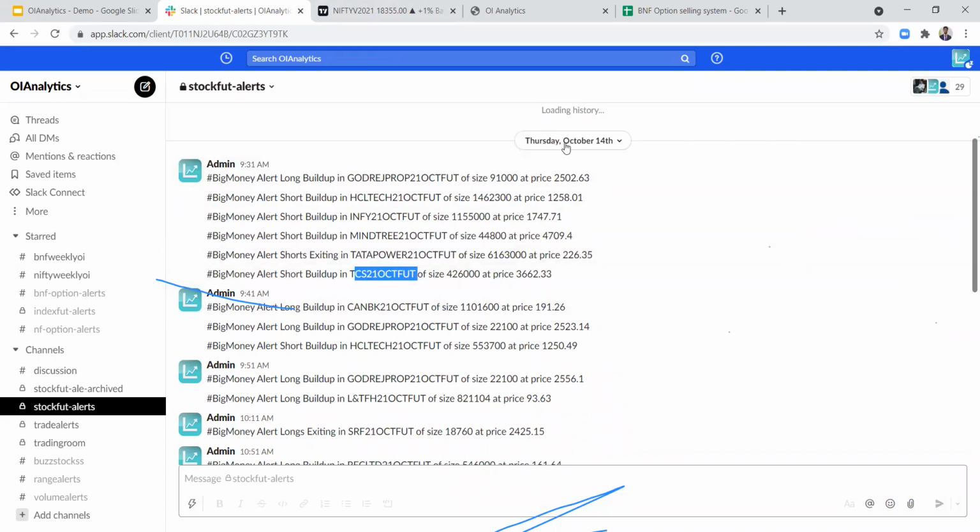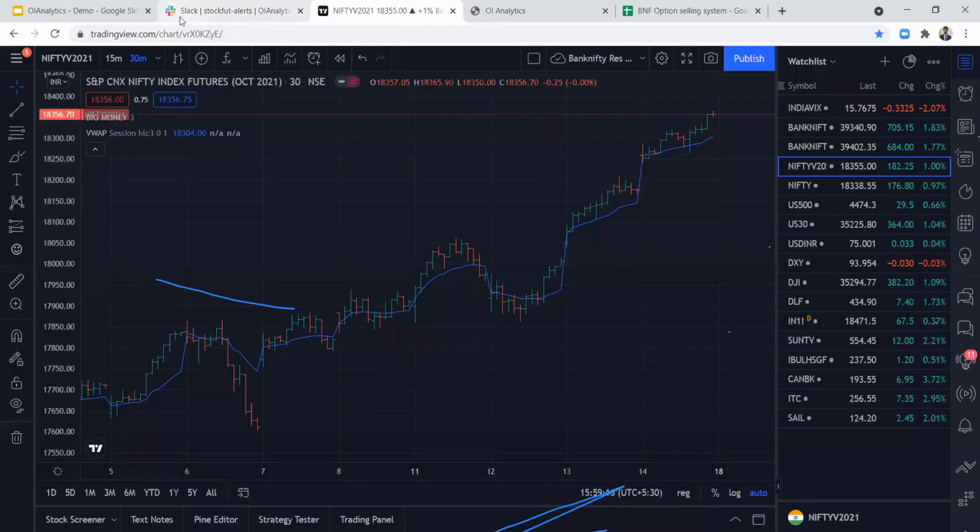So let's take an example of Godrej Properties, which has repeated 3 times in the first 30 minutes. Now let's check the chart of this Godrej Properties.